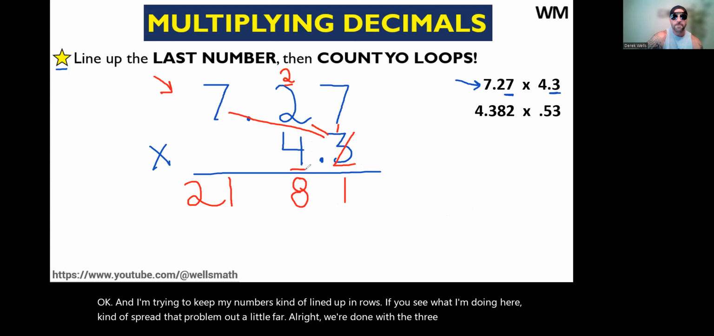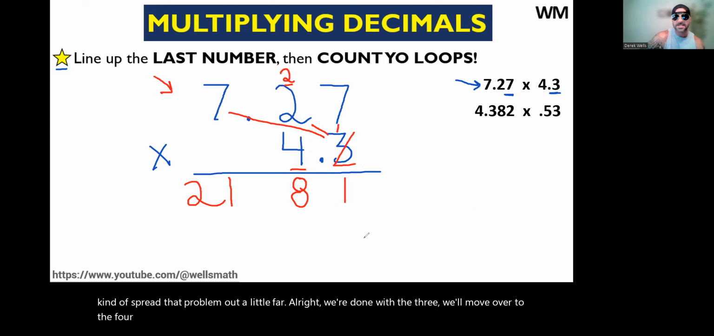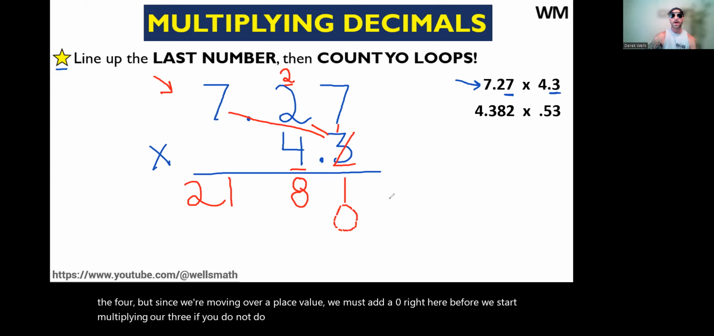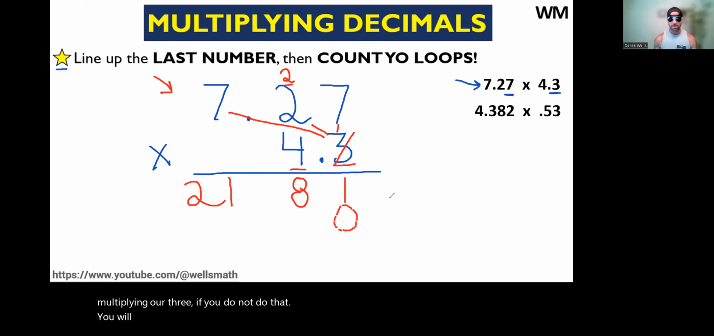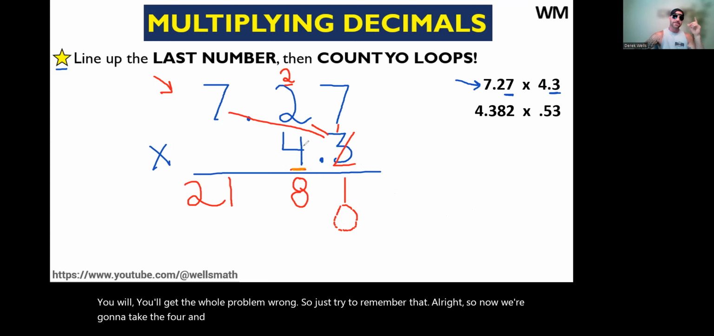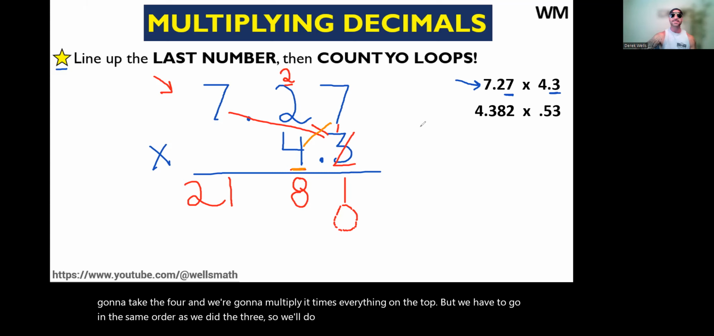We'll move over to the 4. But since we're moving over a place value, we must add a 0 right here before we start multiplying our 3. If you do not do that, you'll get the whole problem wrong. So just try to remember that. All right, so now we're going to take the 4 and multiply it times everything on the top, but we have to go in the same order as we did the 3. So we'll do 4 times 7 is 28.